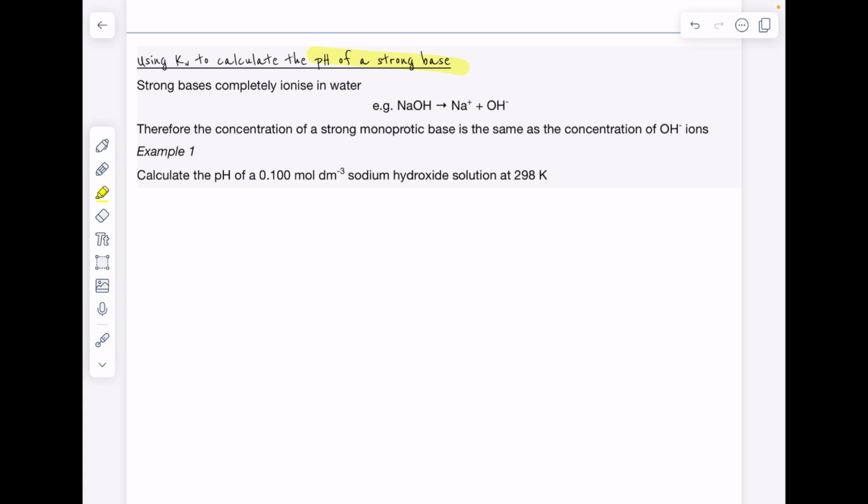So combining several different steps, using Kw to calculate the pH of a strong base. Strong bases completely ionize in water according to this equation, therefore the concentration of a strong monoprotic base is the same as the concentration of hydroxide ions. So we're being asked to calculate the pH of a 0.1 mole per dm cubed sodium hydroxide solution at 298 Kelvin. So the first thing to remember is that because sodium hydroxide is a strong base, it fully dissociates. So you can therefore say that the concentration of sodium hydroxide equals the concentration of hydroxide ions. So in this case, the concentration of hydroxide ions is 0.1.